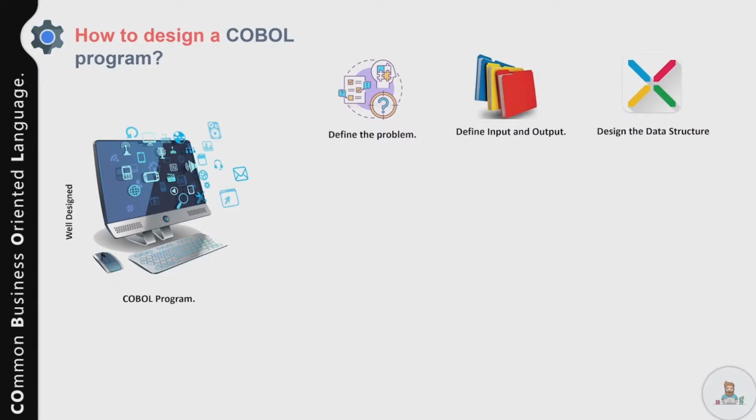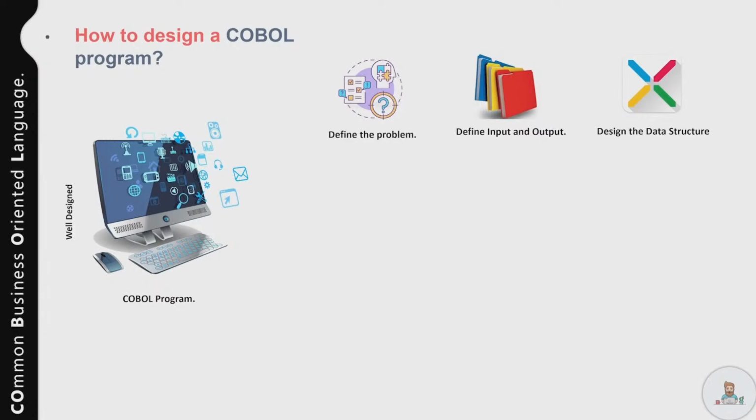Now the next important step is to design the data structure. Once we have determined the inputs and outputs of our program, we can start designing the data structure that will be used to store the data. In COBOL, the data structure can be represented using a variable, array, or records. And we need to choose the appropriate data structure based on the type of data we are working with and how it needs to be processed and stored.